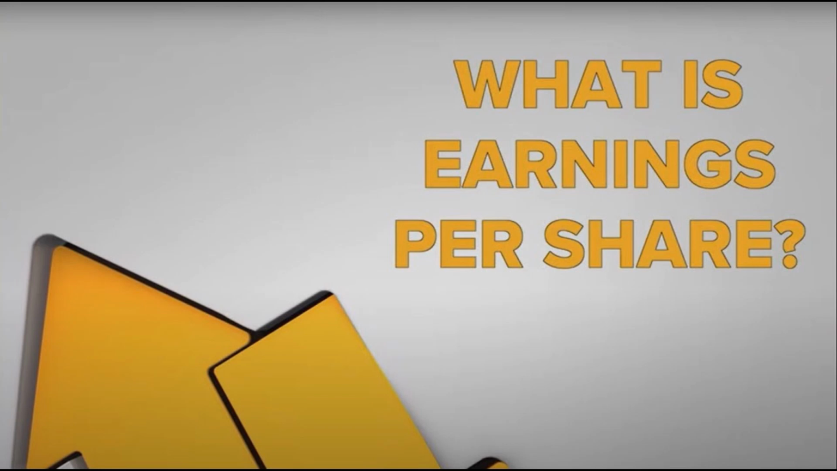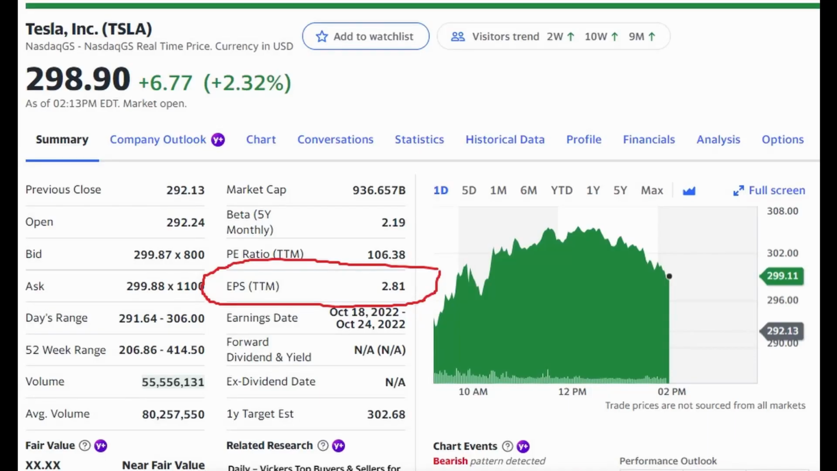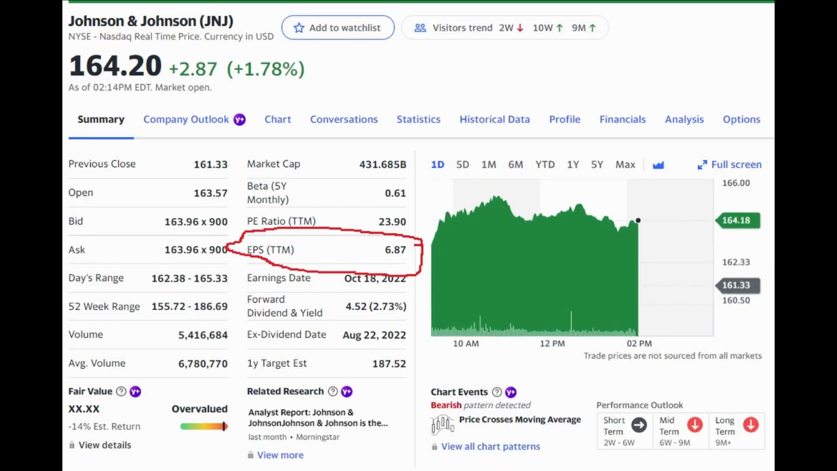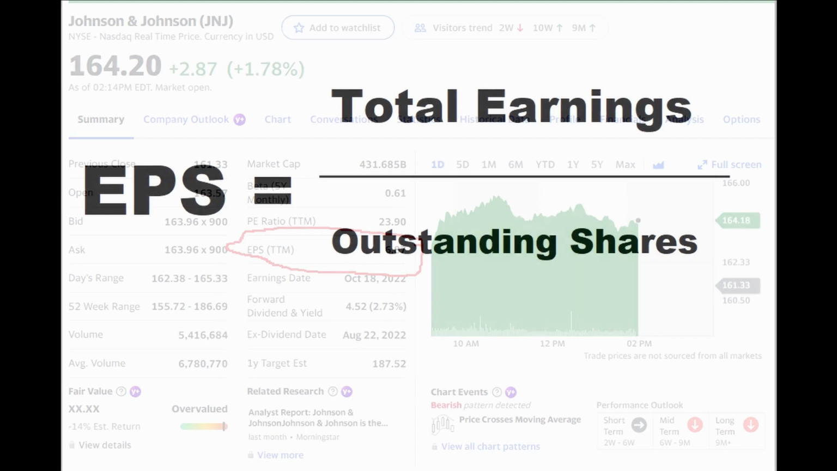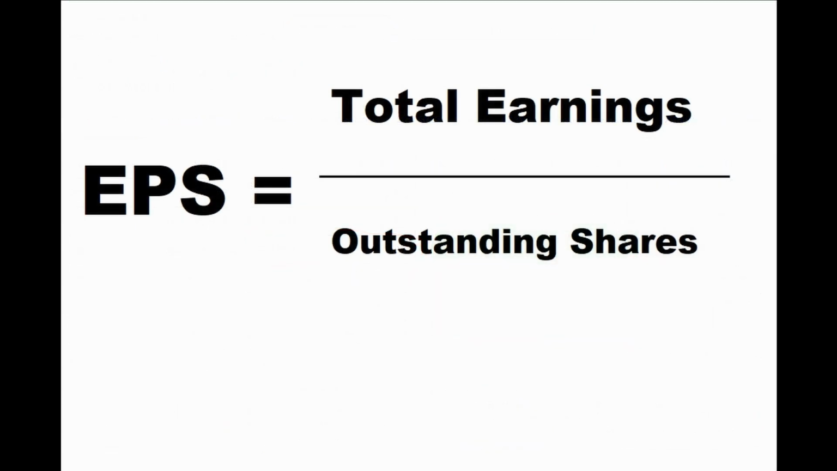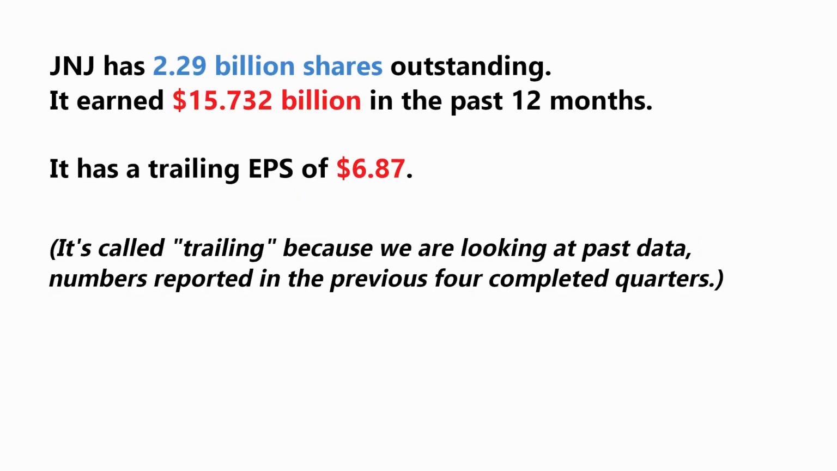An important financial ratio that is informed by earnings is earnings per share, or EPS. This is something that you see on every financial app or trading site when you type the ticker symbol into the search bar. You calculate earnings per share very simply by dividing the dollar amount of the earnings a company reports by the number of shares it currently has outstanding. So if we use Johnson & Johnson as an example, it has 2.29 billion shares outstanding and it's earned 15.732 billion in the past 12 months.